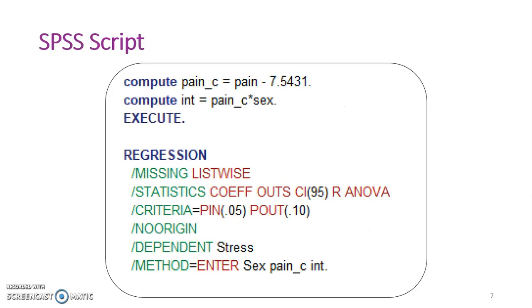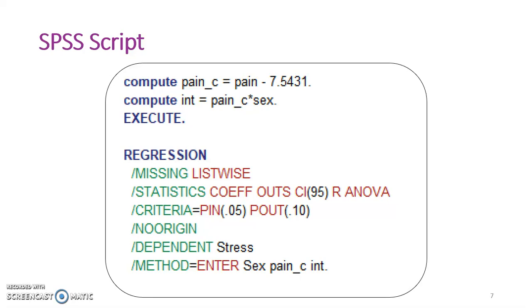So this would be the SPSS script for running this model. The first thing we would do is to center the pain variable. So that's the first line of syntax here. We're centering pain at its mean, which I got through a descriptives command. So the mean of pain was 7.54.